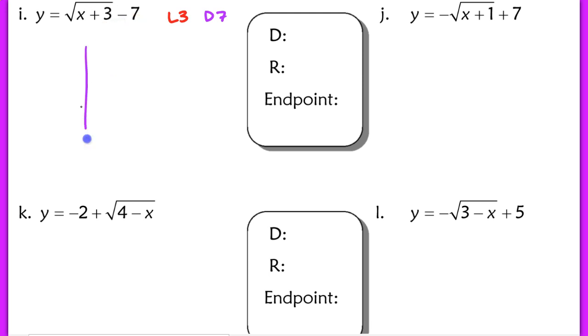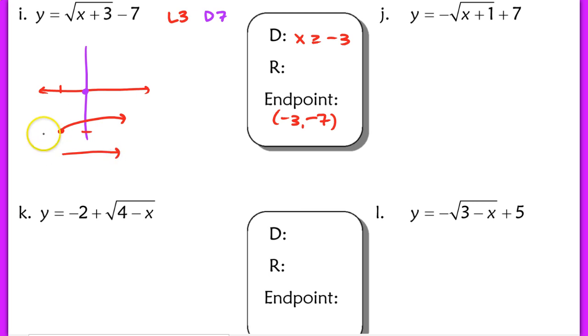So if we sketch this, our mother function opens up and to the right. This function will do the same because there are no reflections, but it will shift left 3 and down 7. So our new endpoint here is negative 3, negative 7. Now our domain and range is based off of the graph, so if we just look at our graph here, we have a domain of x is greater than or equal to negative 3 because we continue to increase x values.